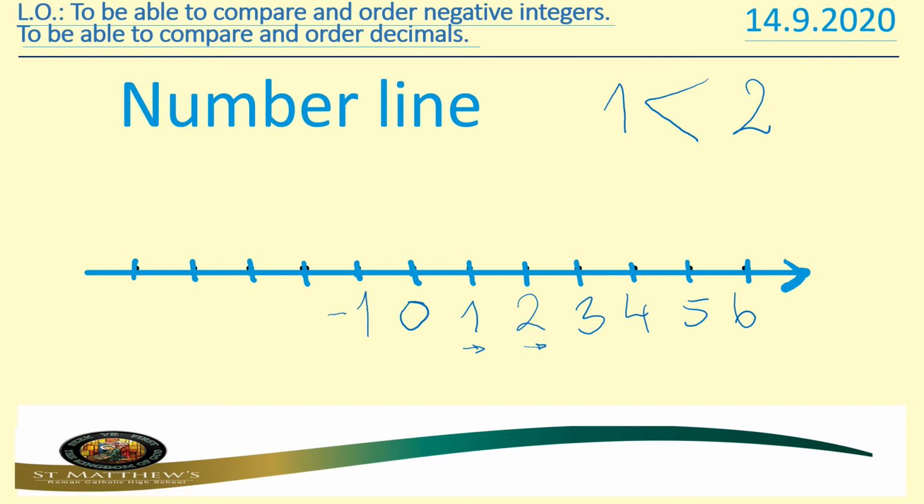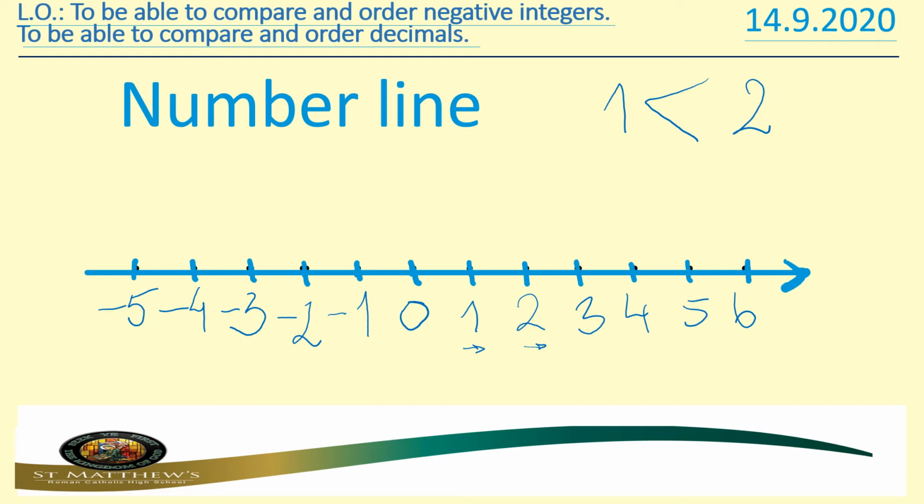so next one is -1, -2, -3, -4, -5, and so on and so forth. Still, as we move from the left to the right, it's the same rule. The numbers get greater, they get bigger, they are in ascending order.